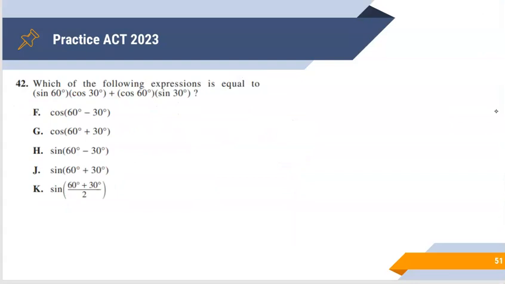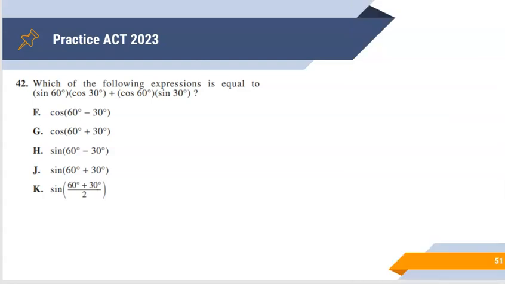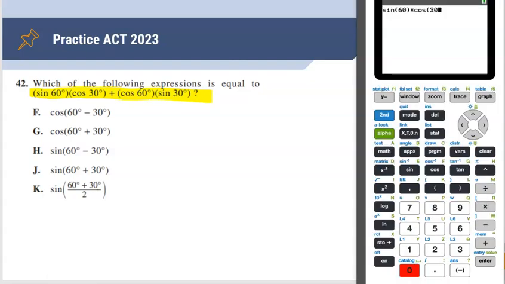Question 42. Unless you're in pre-calculus and you're taking double angle formulas, this is kind of a tough one to do. So we'll just use our calculator. We're finding the sine of 60 times the cosine of 30. Again, what I'm doing is I'm just typing this in, seeing what happens. Cosine of 60 times sine of 30, plus... Okay, so we get an answer of 1.